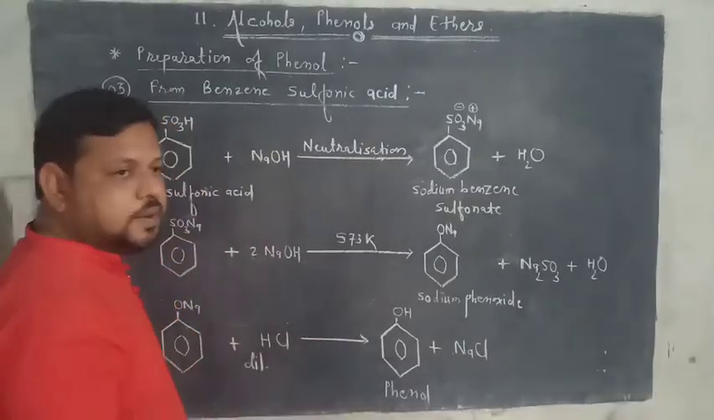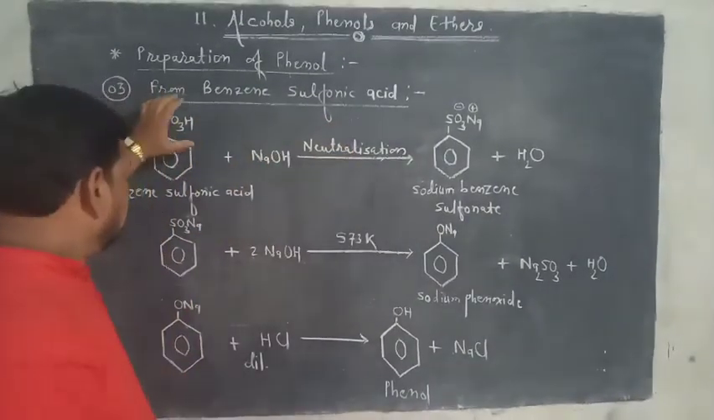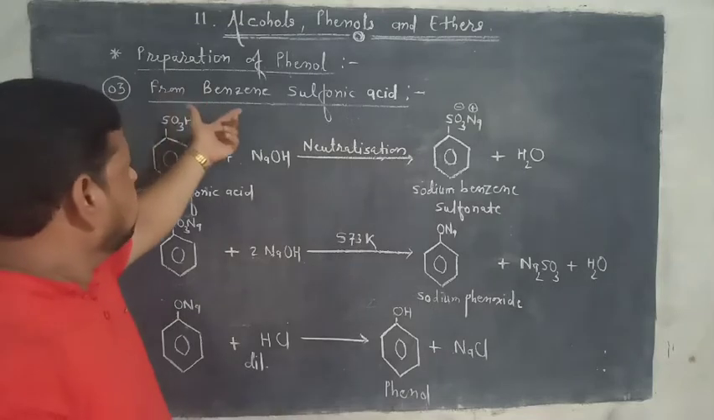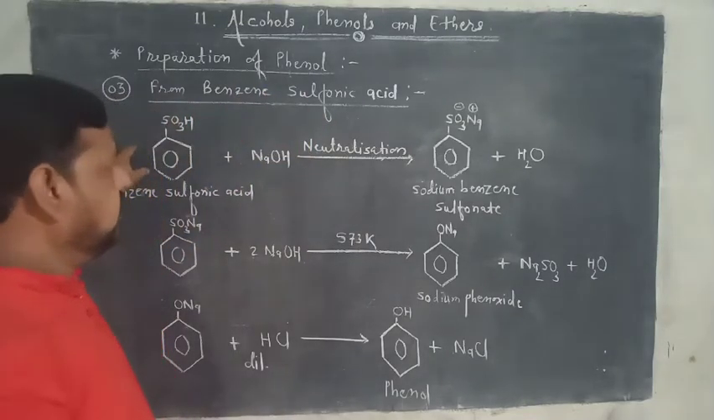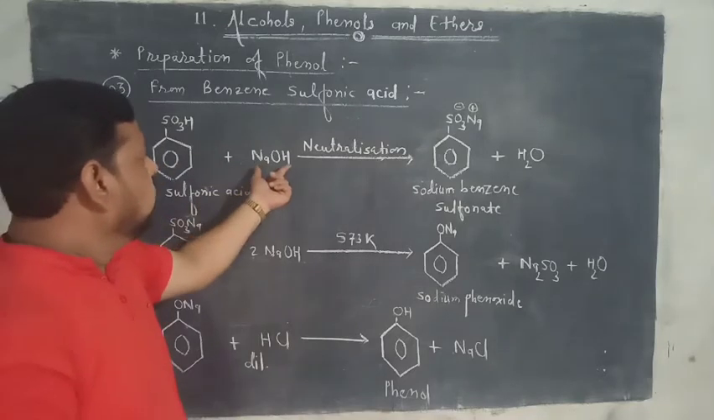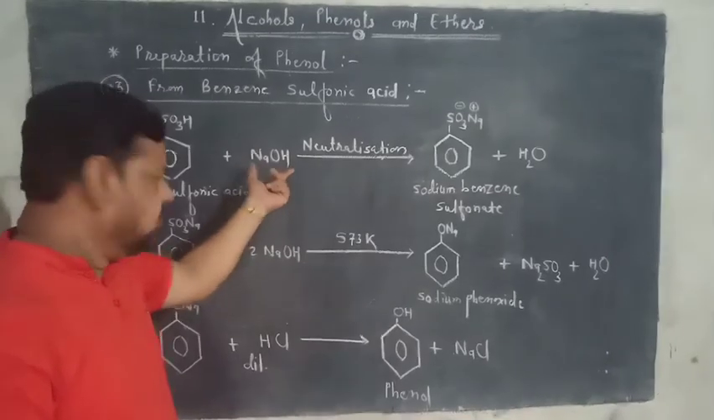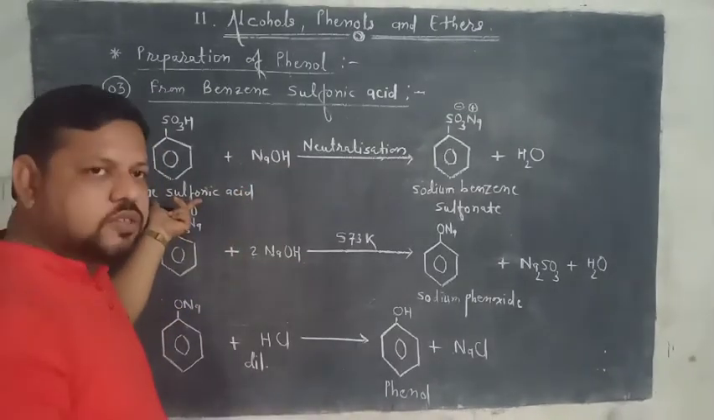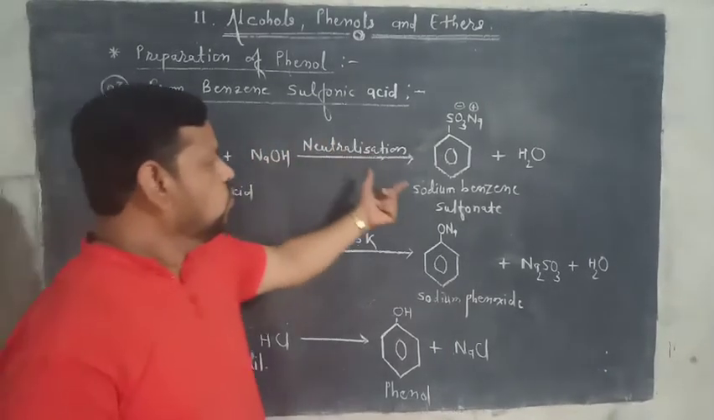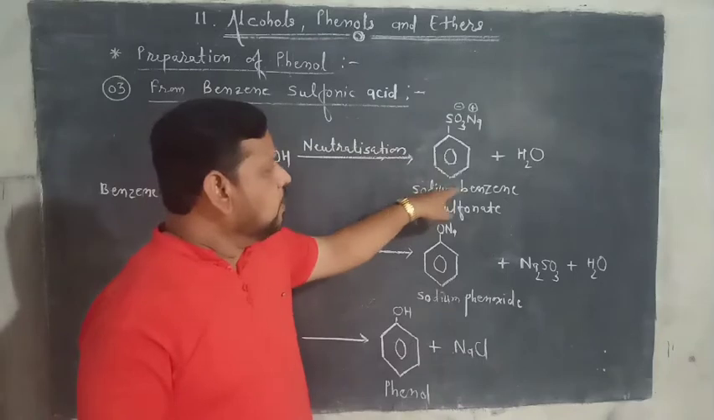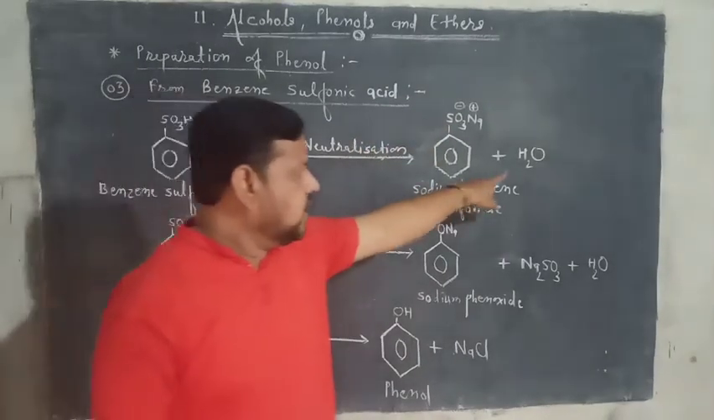Then the third method is from benzene sulfonic acid. How is phenol prepared from this benzene sulfonic acid? See here. This benzene sulfonic acid is neutralized by sodium hydroxide. Sodium hydroxide is a base, and benzene sulfonic acid is an acid. Hence it is neutralized to give a salt, sodium benzene sulfonate, and water.